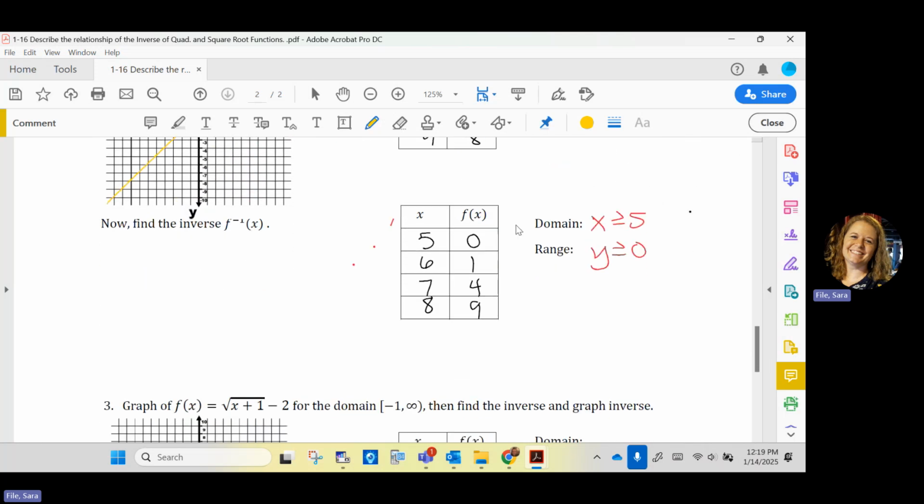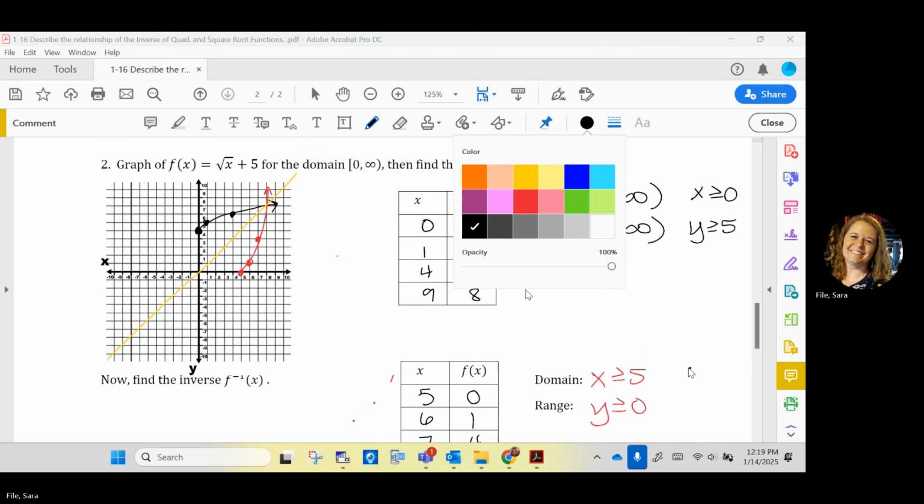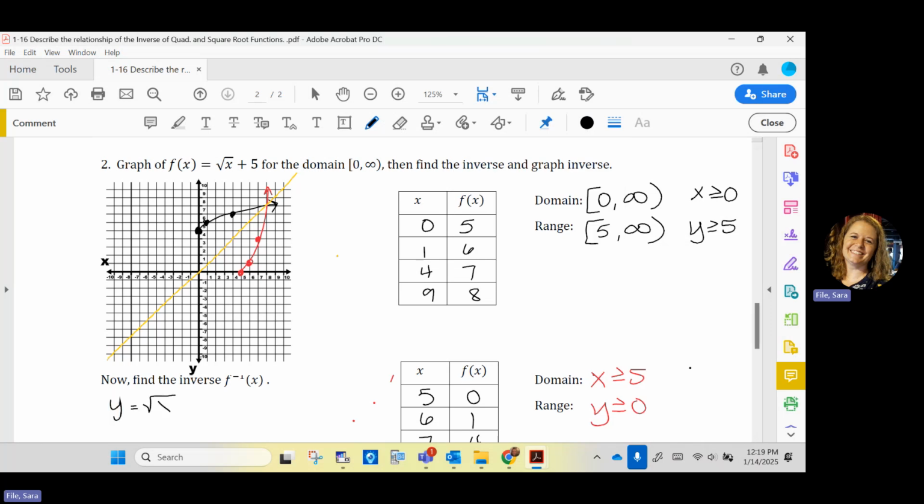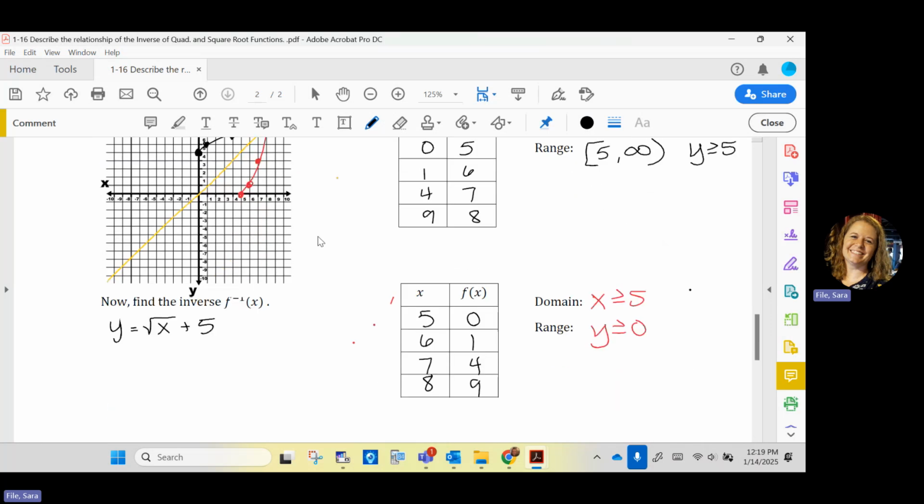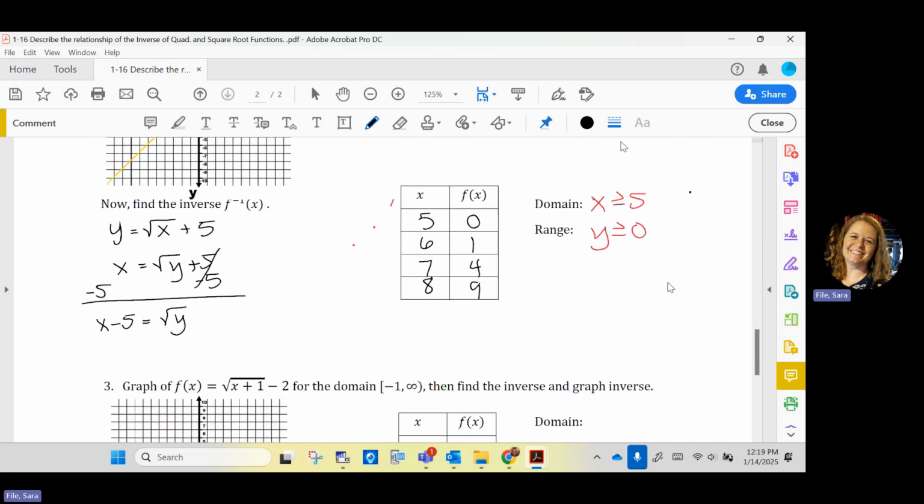But now let's go ahead and do the algebra of actually finding the inverse equation. So it's y equals the square root of x plus 5. I'm going to rewrite that by switching the x and y. Now I'm going to solve for y. So I'm going to subtract 5 from both sides. Now I'm going to square both sides to get rid of the square root. Now the entire other side gets squared. Make sure you're doing the other side completely. So I've got x minus 5 squared is my inverse of f of x.